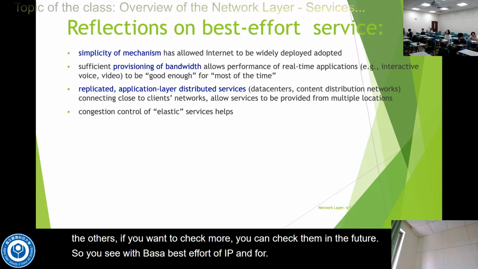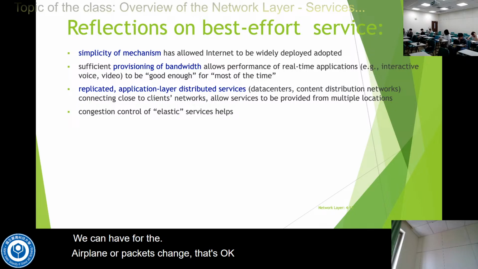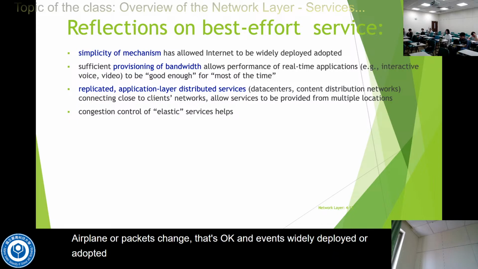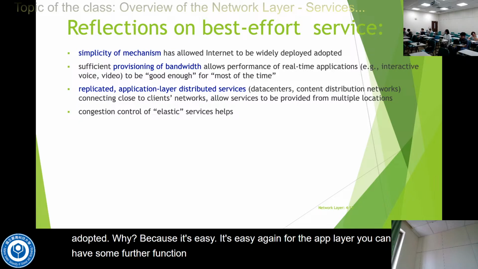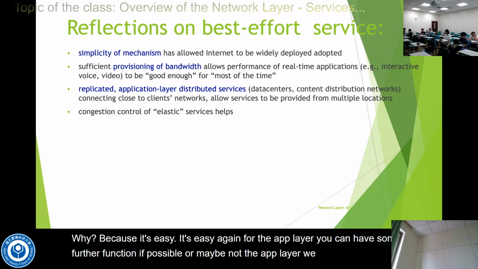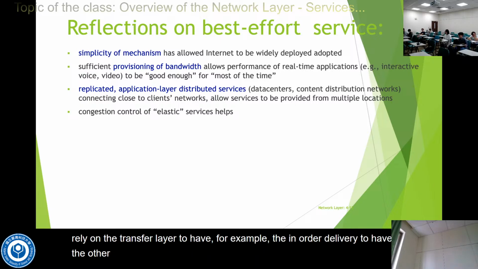For IP, we have a really simple mechanism. We can have the datagram or packet exchange, that's okay. And it is widely deployed and adopted. Why? Because it's easy. Then for the app layer, you can have some further functions if possible. Or maybe we can rely on the transport layer to have, for example, in-order delivery. So it doesn't matter. We can allow IP to work with TCP.